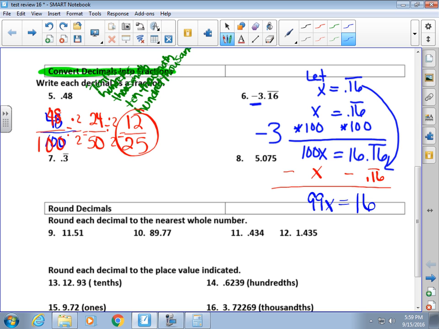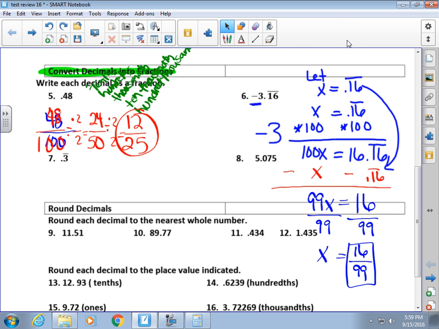I want to get x by itself, so I divide both sides by 99. x equals 16 over 99. So this is the other part of your answer. So your answer should be negative 3 and 16 over 99.